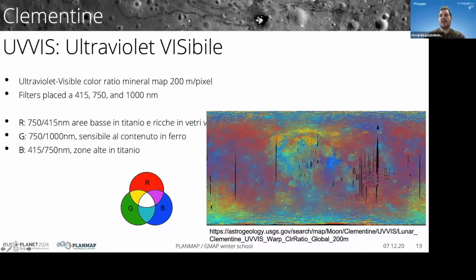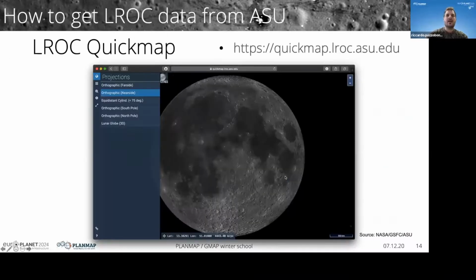But nonetheless, this can also give you an idea of how to subdivide the surface of the moon into major units. And to have a look at that, there's the convenient tool LROC QuickMap, which I will show you in a moment.